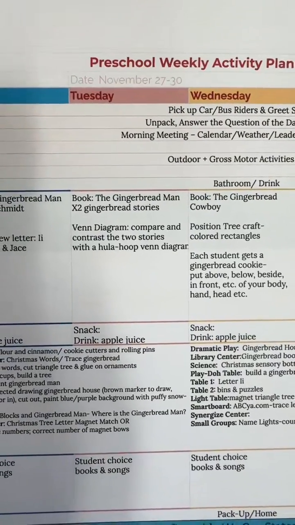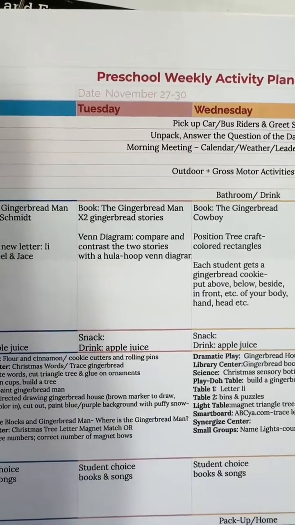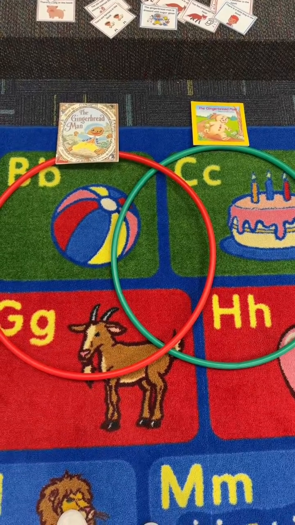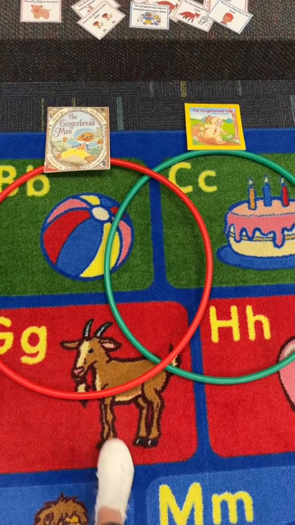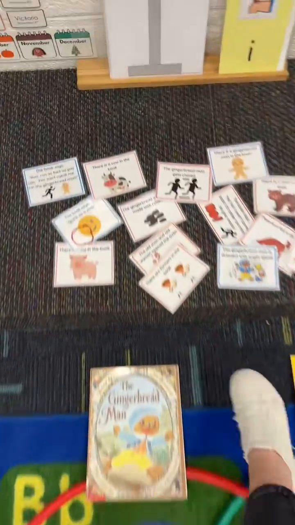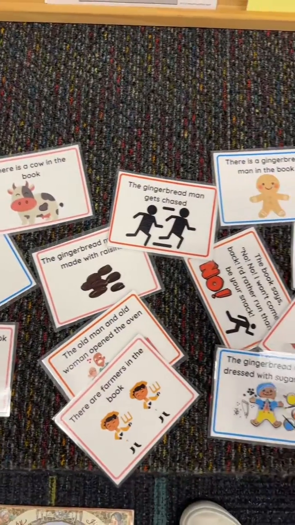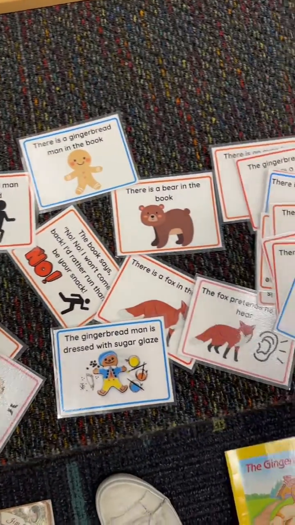On Tuesday we read our second gingerbread book, and then we're going to be comparing and contrasting them. I use 2 hula hoops to make a Venn diagram. Each student will get a card, and we will go through and say, is that in the first book, the second book, or in both books? If they are unsure, we open up the book to see.